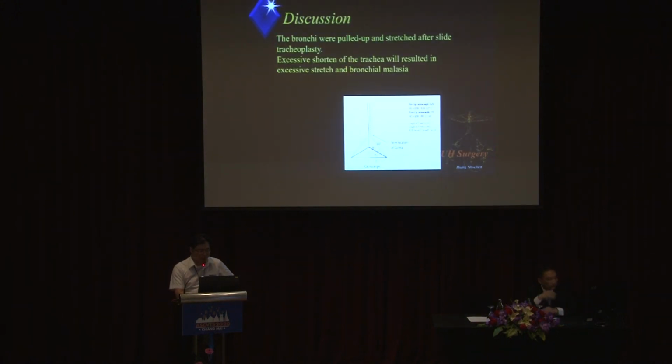And so in this study, we can see that usually, during the slide tracheoplasty process, the trachea is shortened, so both sides of the bronchus are pulled up and the carina angle is narrowed. However, because the patient's trachea was natively longer before surgery, slide tracheoplasty could take advantage of the excessive length of the trachea, and then it may benefit the patient.